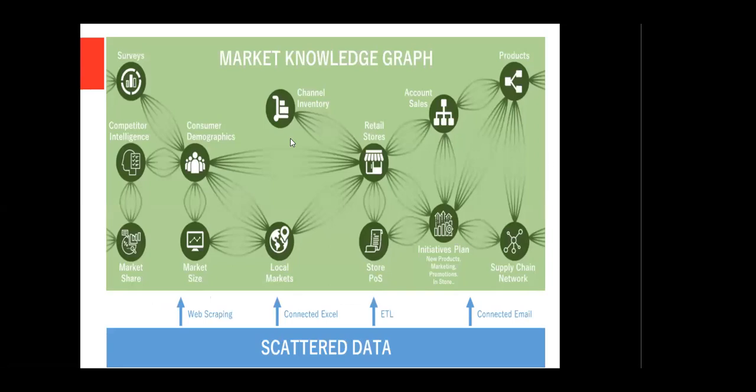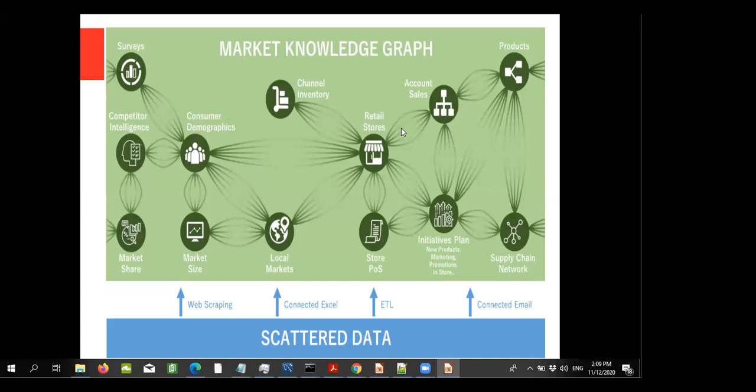Now, this is a market knowledge graph. You want to create a knowledge graph about your market. So everything: your surveys, competitor intelligence, demographic data, channel inventory, retail stores, accounts, local information on your local market. You are bringing all this data together and linking them, so that you can allow algorithms to deduce and help you answer questions about the market. You get your data from emails, from your ETL scripts, from Excel sheets, scraping from the web, scattered data, all these things to create a mix of data, then getting their relationships and then finding answers. This is how powerful it is, the same way our human mind works.